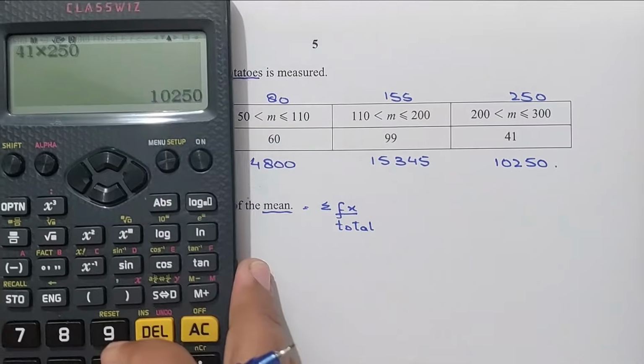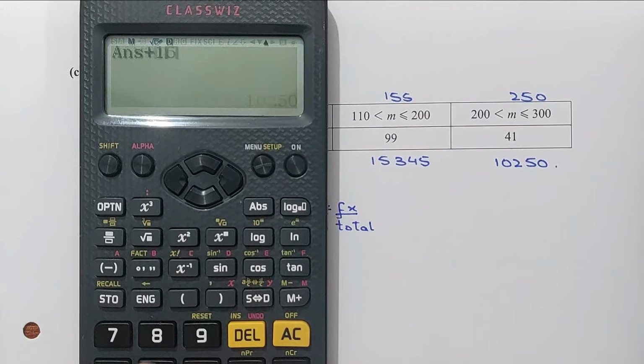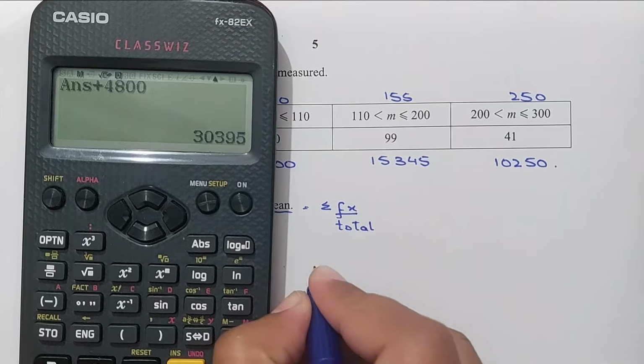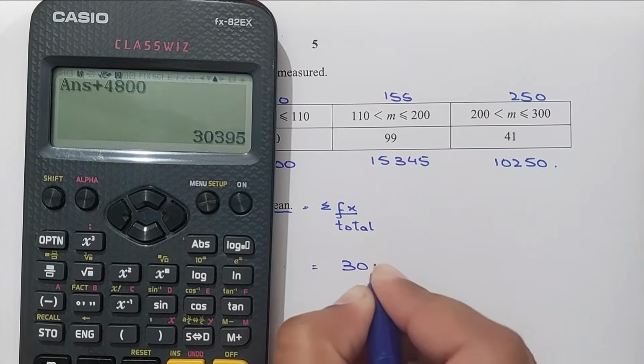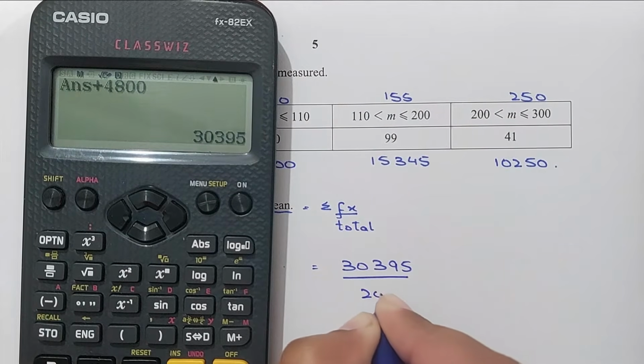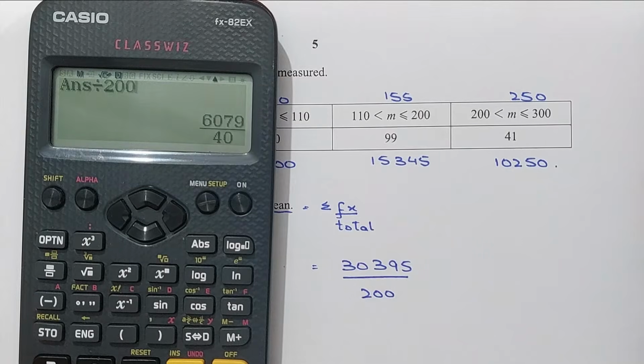All right, let me add them up. So add 15,345 and add 4,800. Okay, so this should be 30,395 divided by the total number of potatoes, 200. So this is 151.975. 151.975 is the estimated mean value, right?